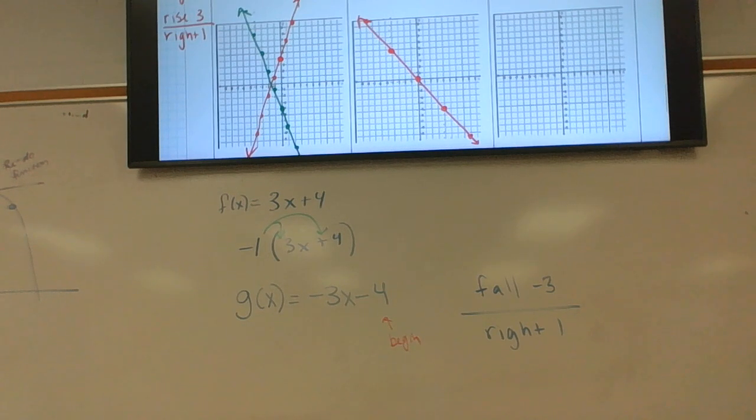No, it'll just be positive 5 over positive 4. So now to perform the transformation, the negative in front, it's negative 1.